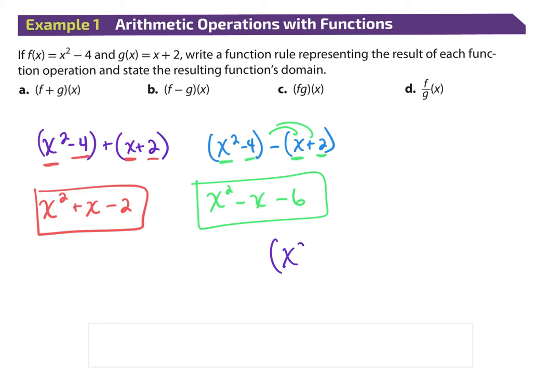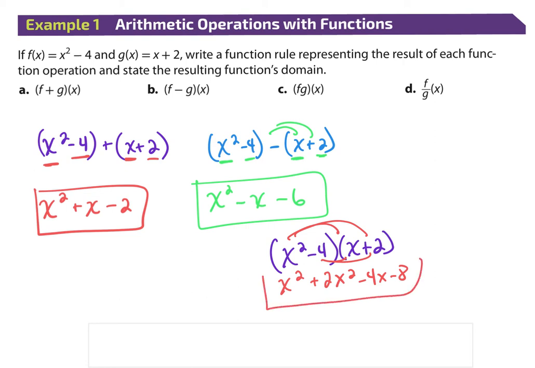these two, x squared minus 4, x plus 2, this process requires FOILing. So I'm going to have x cubed plus 2x squared, FOIL the 4, negative 4x, negative 8. All right, pretty straightforward. Division. Literally going to put the top one over the bottom one.